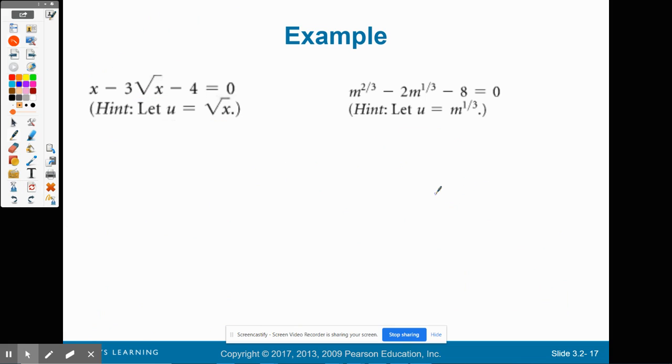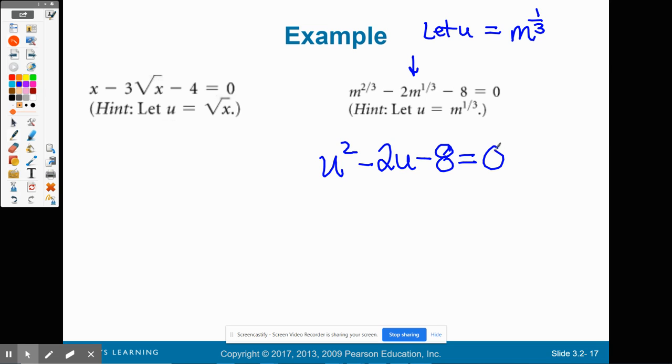Okay, let's try this last one here. It's a poser for sure. It looks horrible. So I'm going to let u equal m to the 1/3. And now I'm going to change it to something I like better. U squared minus 2u minus 8 equals 0. I like that way better.